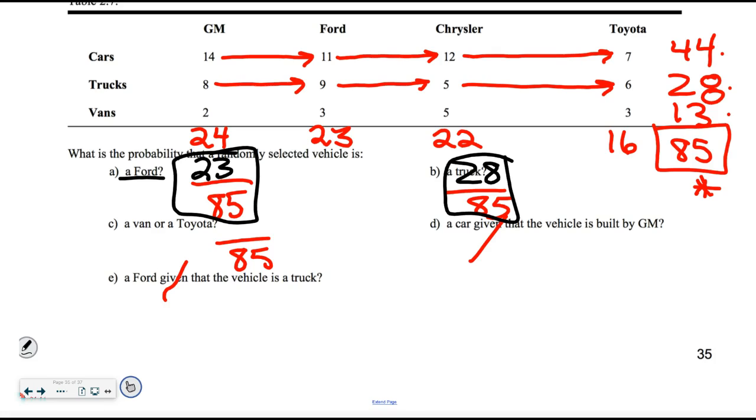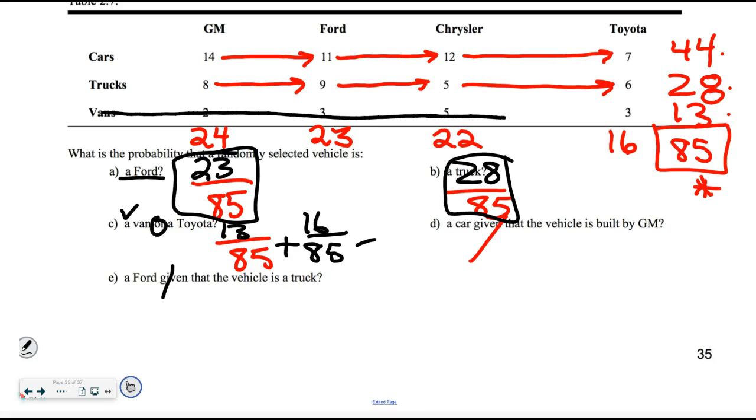Now what did we say we do for ors? We add and then we have to make sure we don't count anybody twice. So you grab your vans first. Where's our vans? 13. Our Toyotas. 16. But are there any that are both Toyotas and vans? So like a Toyota van. There are, right? How many are both?